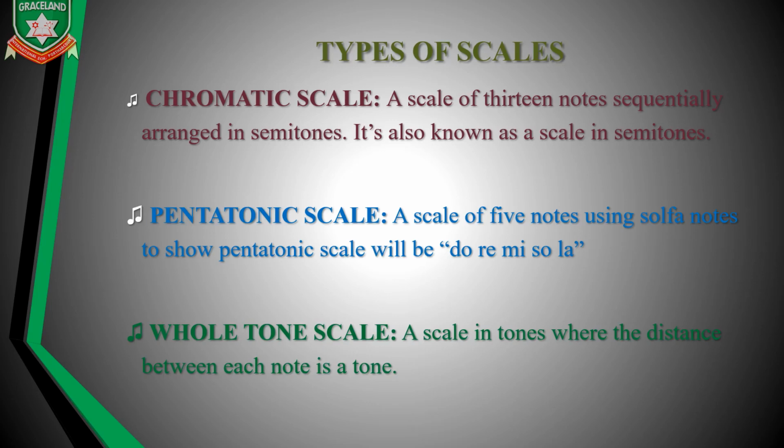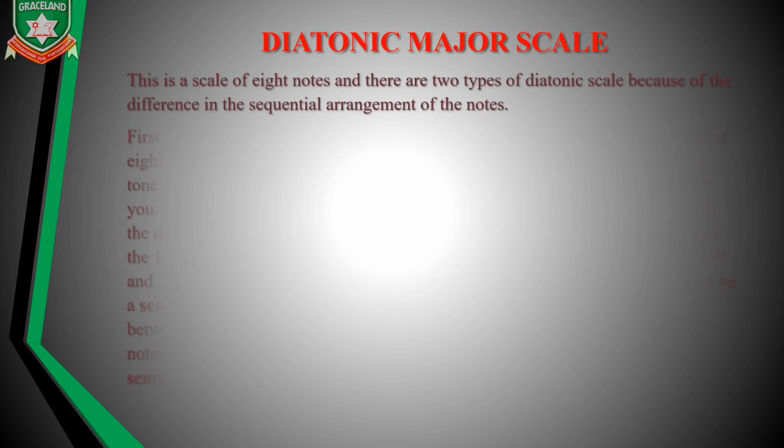Whole tone scale has to do with a scale in which the distance between each of the notes is a tone: C, D, E, F sharp, A flat, B flat, C. That is a whole tone scale. Don't bother yourself about that. We are concentrating on the diatonic scale, the diatonic major scale. That's what we are concentrating on.